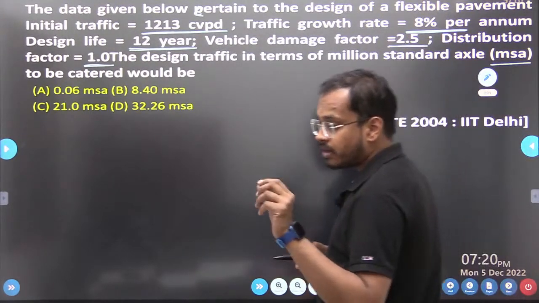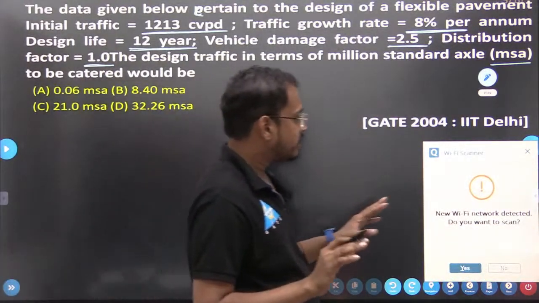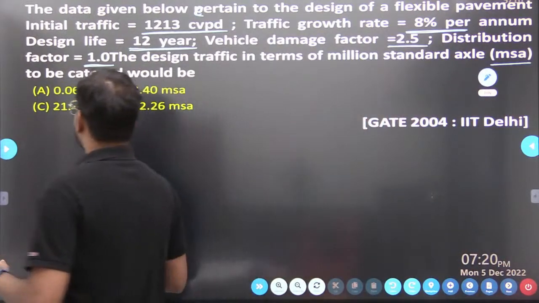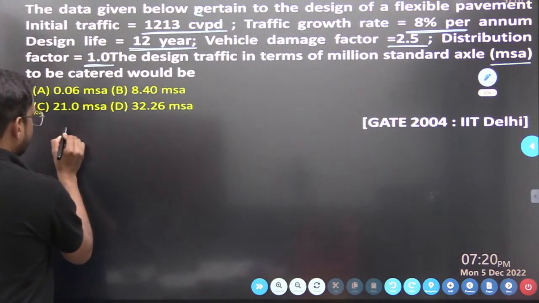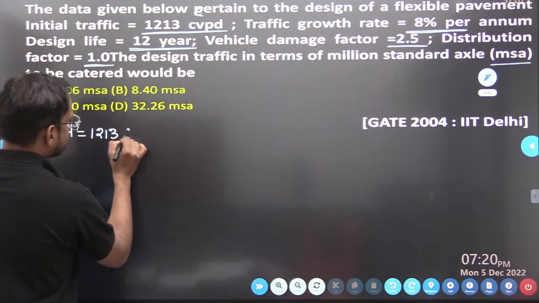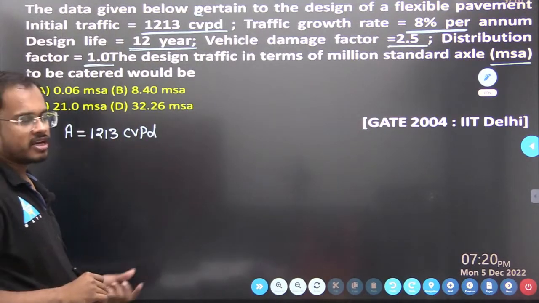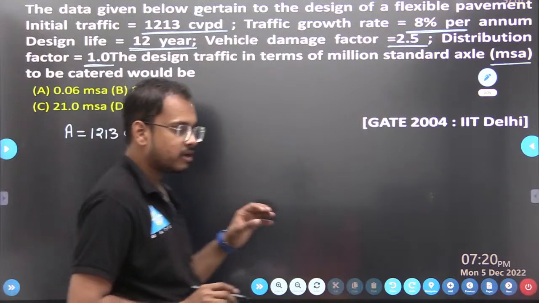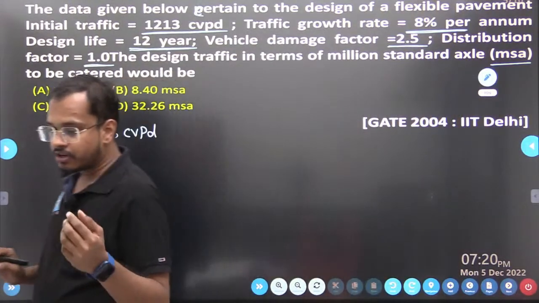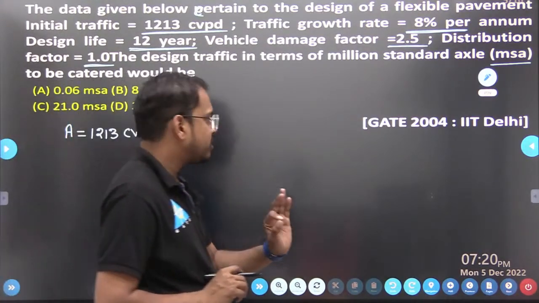We already know that 1 million is equal to 10 lakh. Am I right? So the value of A is given in the question, and the value of A is 1213 CVPD. CVPD means 1213 commercial vehicles per day. C denotes commercial, V denotes vehicle, P denotes per, and D denotes day.